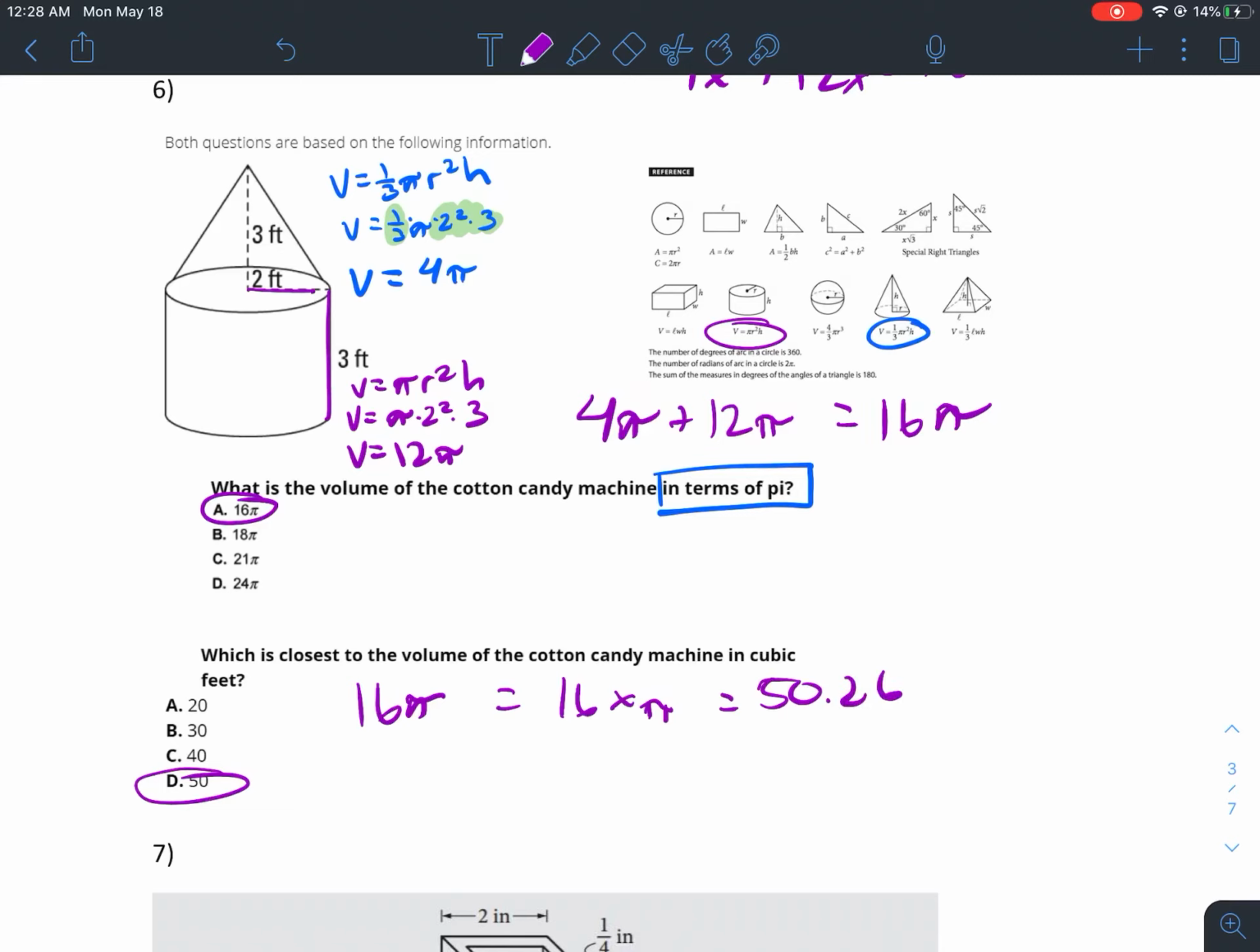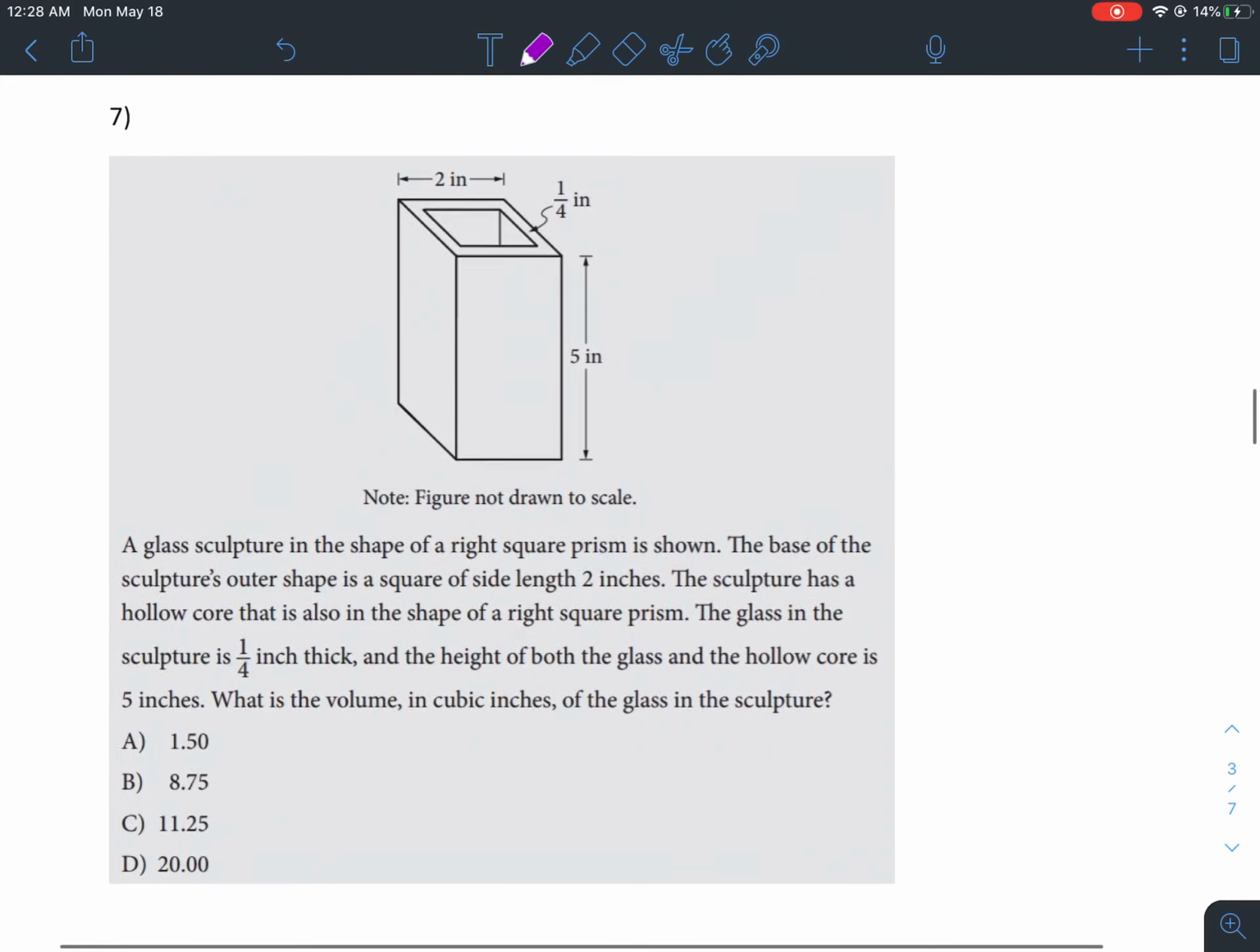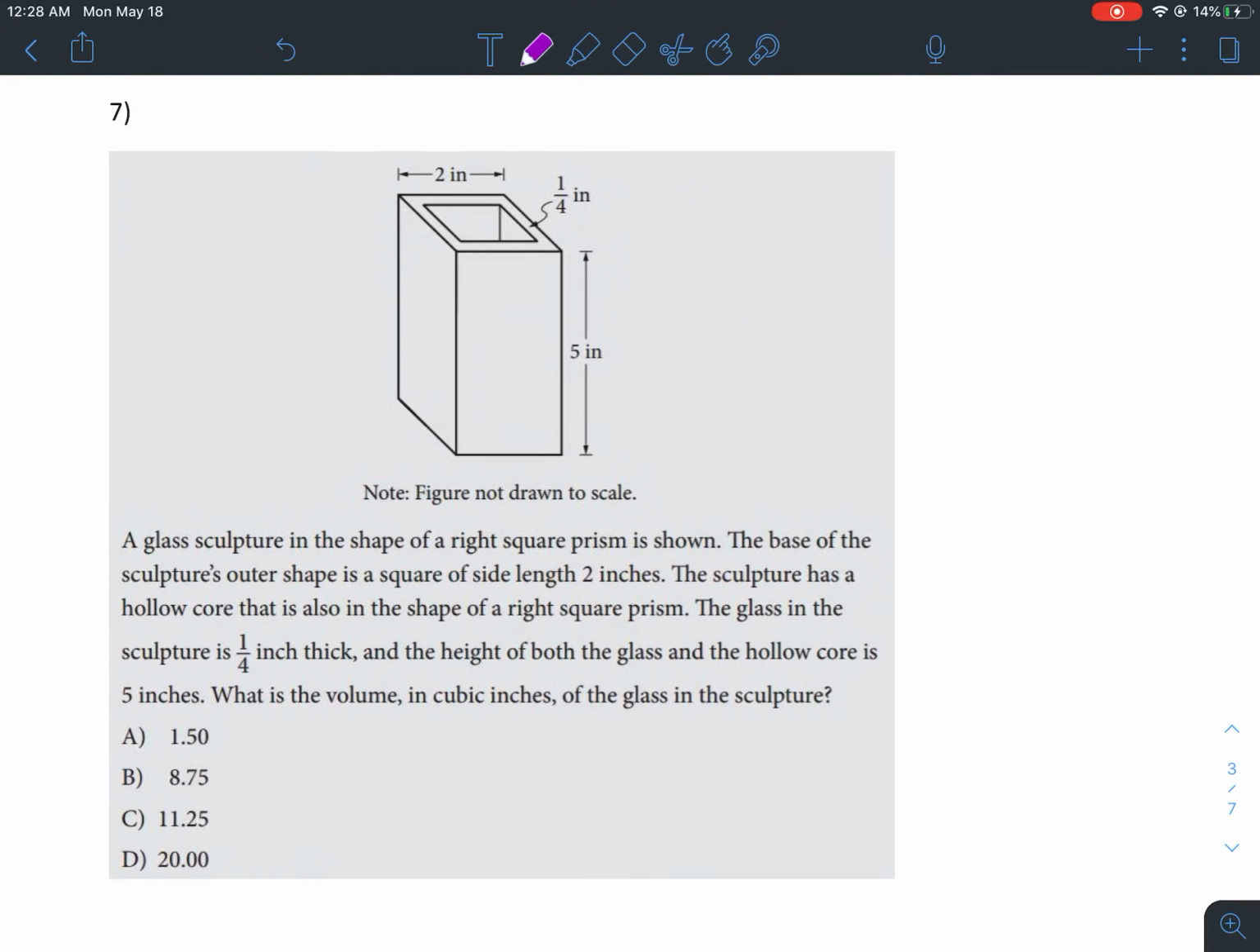All right, awesome. So now we're going to go ahead and move on to number 7. Number 7 has a lot going on here, but we're going to work through it. It says a glass sculpture in the shape of a right square prism is shown. So this is important. It's a square prism. The base of the sculpture's outer shape is a square of side length 2 inches. So what that means is that this guy here is a square.